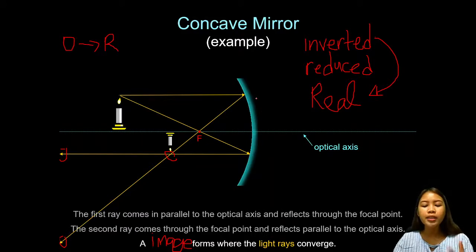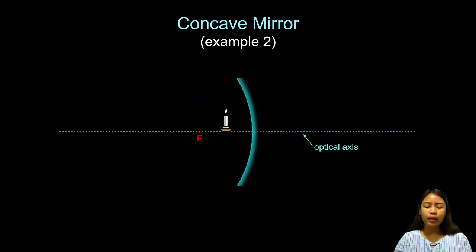And on our example here, we have the focus or the focal point, which is nearer to the mirror compared to the object. Okay, I hope that it's clear. Now let's move on to our next example. On our next example here, we have the focal point, which is farther from the mirror compared to the object.